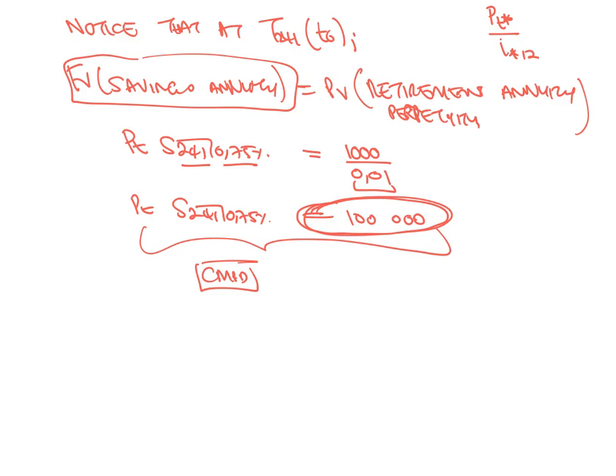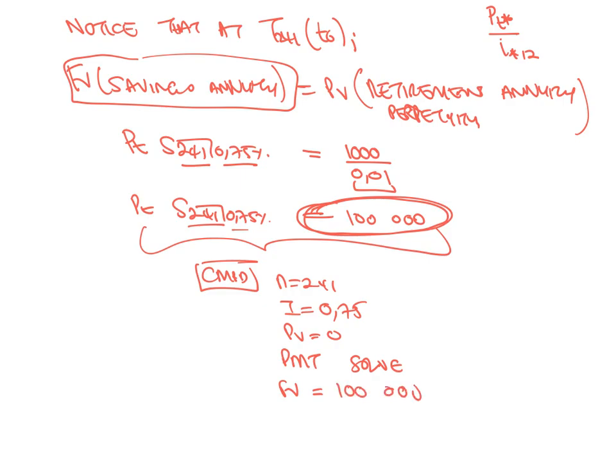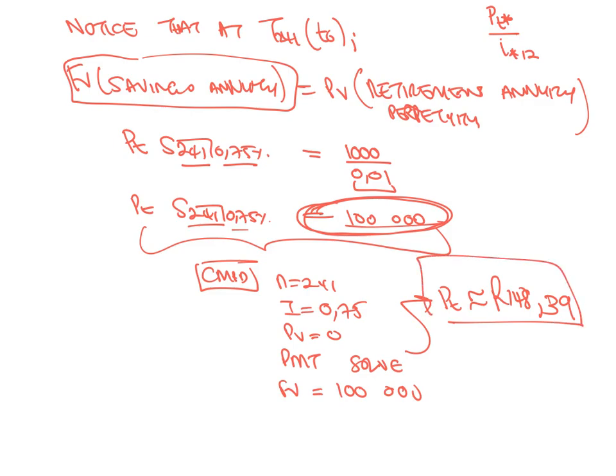So if you go to your financial calculator, you need to put n equal to 241. The interest rate is 0.75. The present value is 0. The payments is what we need to solve for, and the future value is 100,000. If you solve for the payments, you should get PT equal to 148 Rand and 39 cents. What is this? These are the deposits that the man needs to make from his 30th to his 50th birthday in order to guarantee that he gets a monthly income of 1,000 Rand in perpetuity when he retires.